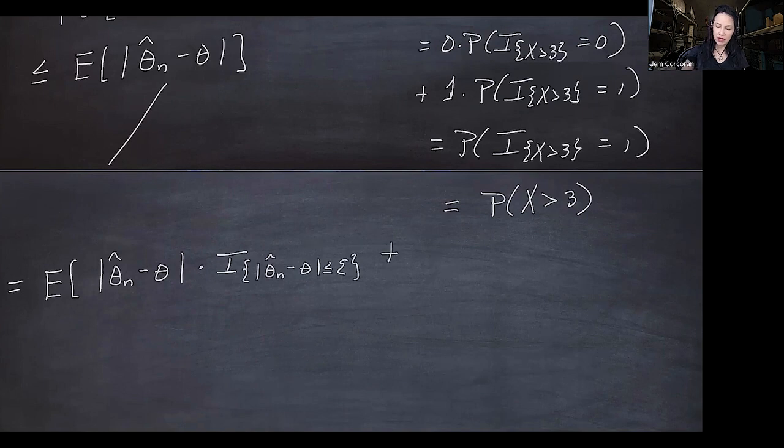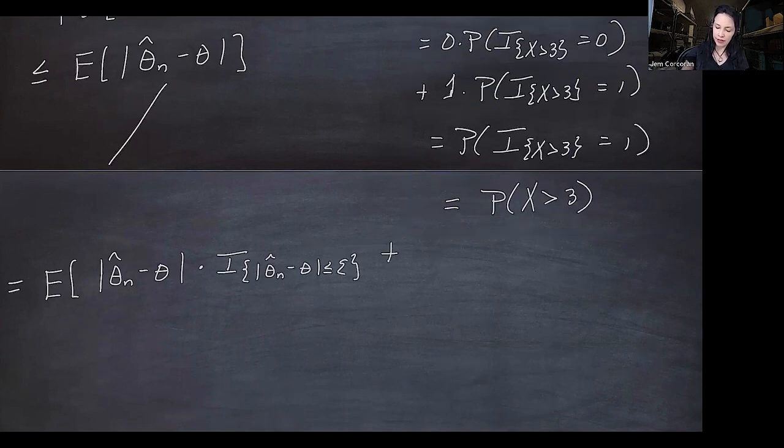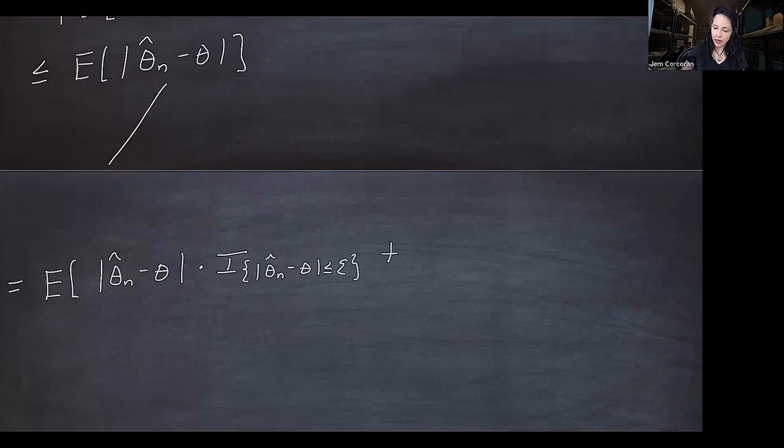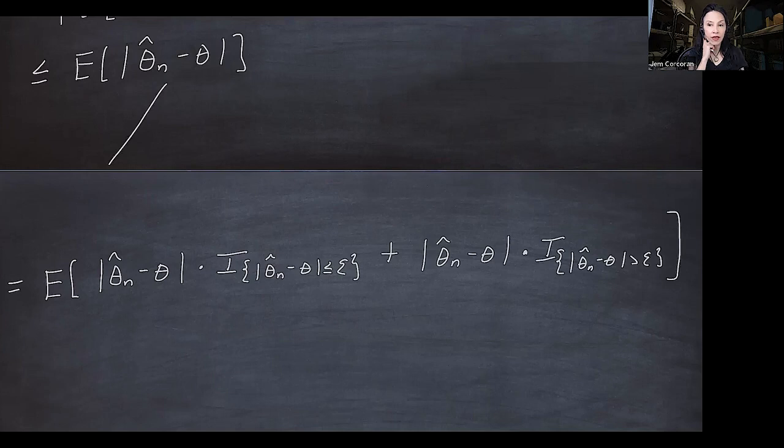plus the absolute value of theta n hat minus theta times the indicator of the other event, which is saying that the absolute value of theta n hat minus theta is greater than epsilon. I'm breaking this into 2 pieces, kind of like, well, not really like breaking into a positive and negative part. Do you buy that?